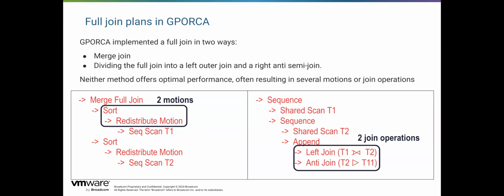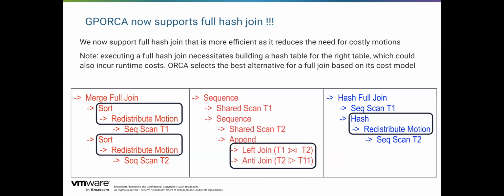So what we wanted to do next is to have a new operation which says, hey, I'm just going to redistribute the smaller side and hash it, and then have the sequential scan T1, which is the larger one, probe the hash side. So we reduce the number of motions from 2 to 1, and we reduce the number of joins from 2 to 1. This is a new feature that is added in 7.2, and it's also going to come out in 6.28.